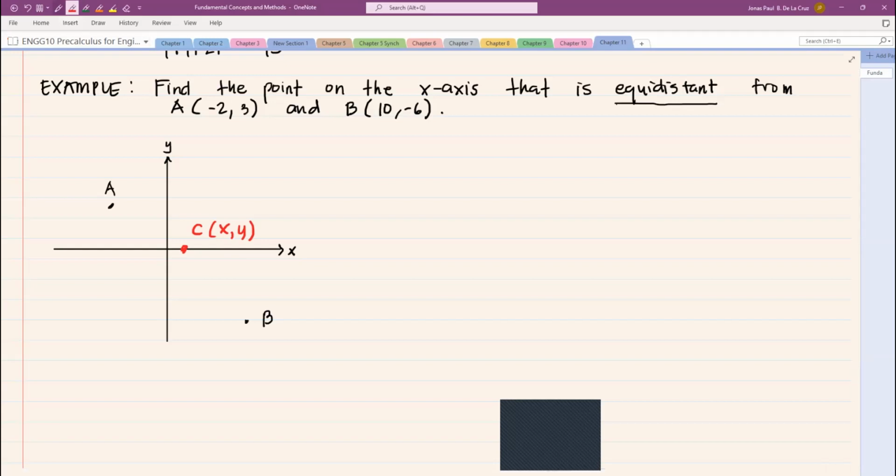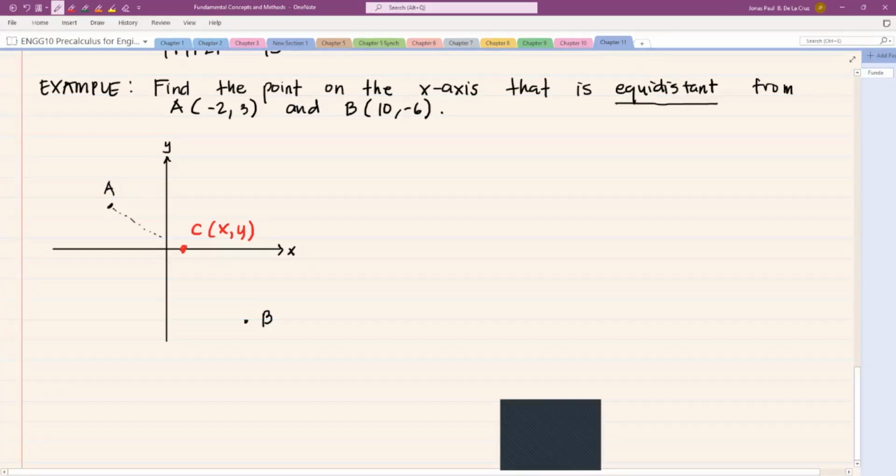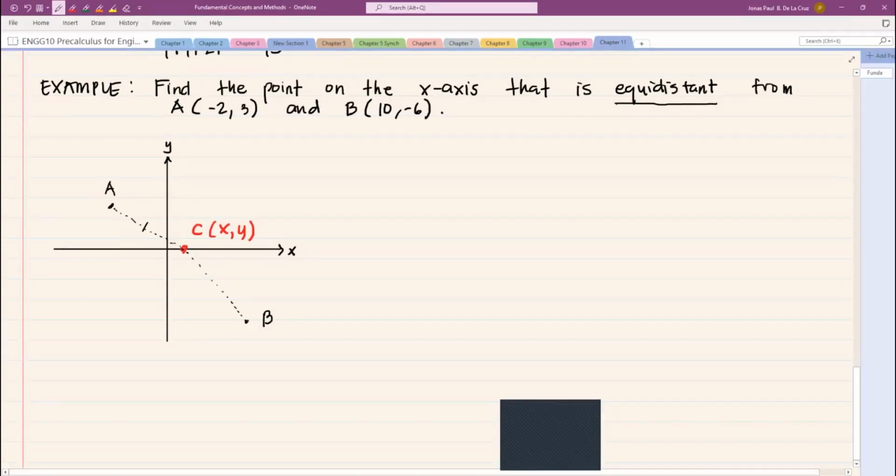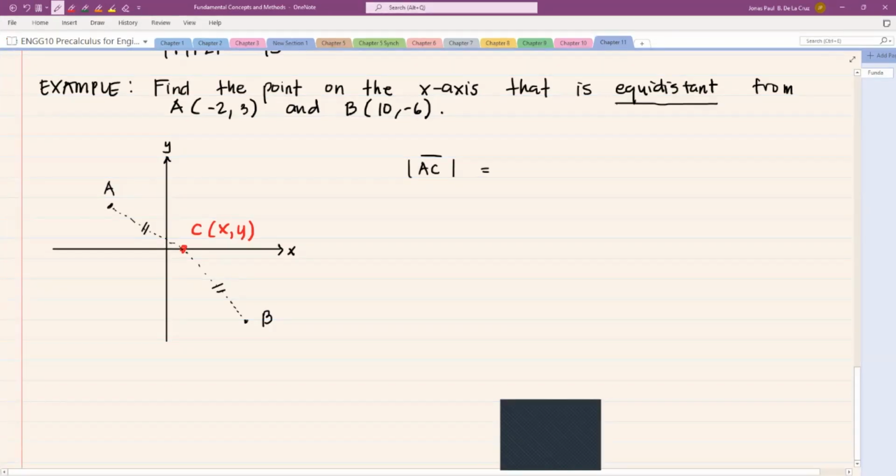So, ang gagamitin natin dito, i-equate natin kung ano man yung distance from point A to point C, equal siya sa distance ng point C to point B. So, whatever this distance is equal to this distance. Okay? So, from AC, from point A to point C, equate natin sa distance ng B to C.